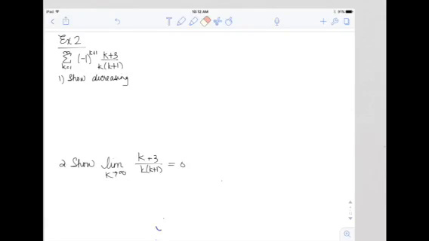Sum from k equals 1 to infinity of negative 1 to the k plus 1 times k plus 3 over k times k plus 1. In this particular problem, your a sub k is k plus 3 over k times k plus 1. We need to show that this is decreasing. The easiest way probably to show that this is decreasing is to take the derivative. To take this derivative, we would need to use the quotient rule.